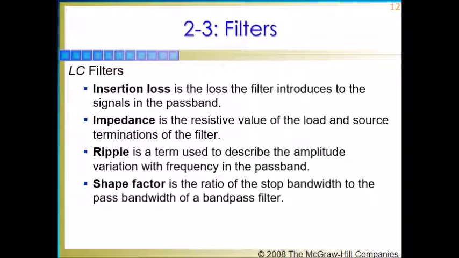Shape factor. Shape factor is the ratio of the stop bandwidth to the pass bandwidth of a bandpass filter. It compares the bandwidth at minimum attenuation, usually at the -3 decibel points or cutoff frequencies, to that of maximum attenuation, and thus gives a relative indication of attenuation rate or selectivity. The smaller the ratio, the greater the selectivity. The ideal is a ratio of 1, which in general cannot be obtained with practical filters.